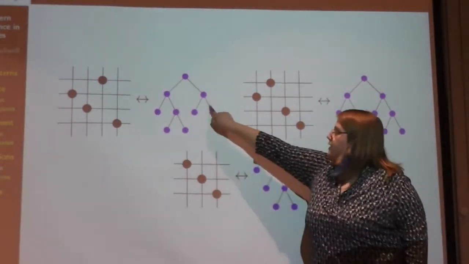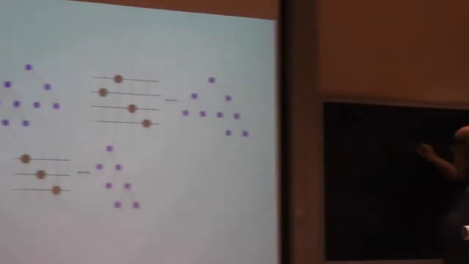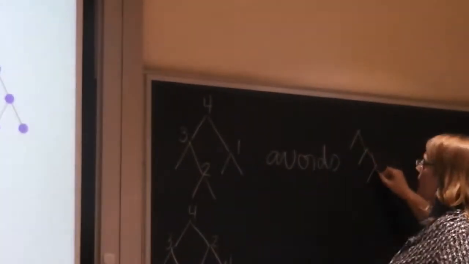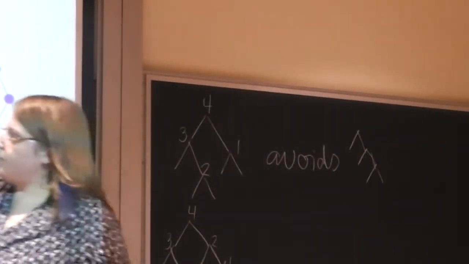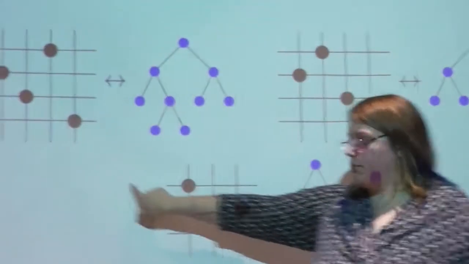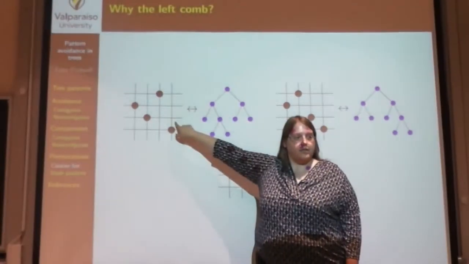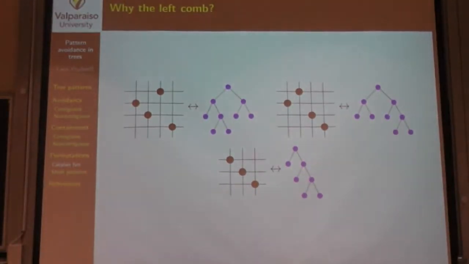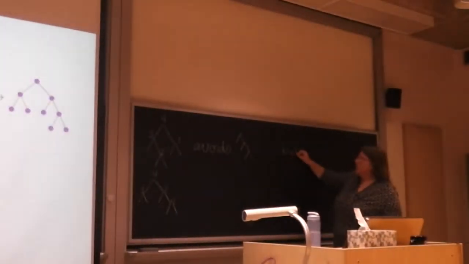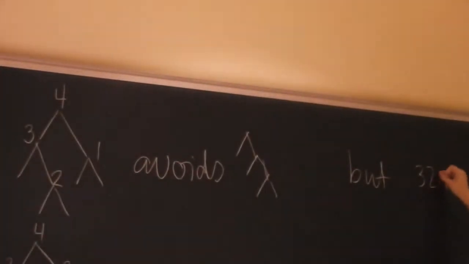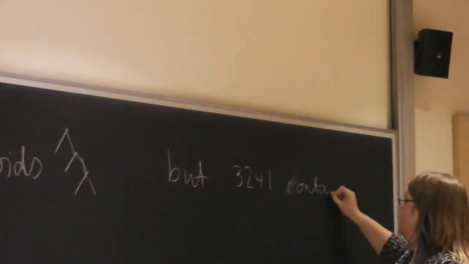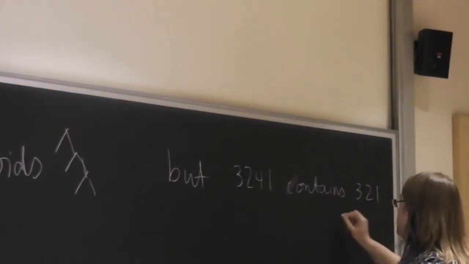None, right? This tree avoids this tree right here, but if you look at the corresponding permutation, how many copies of 3, 2, 1 does this permutation have inside it? One. Okay, so the numbers don't match up here. So 3, 2, 4, 1 contains 3, 2, 1 once.